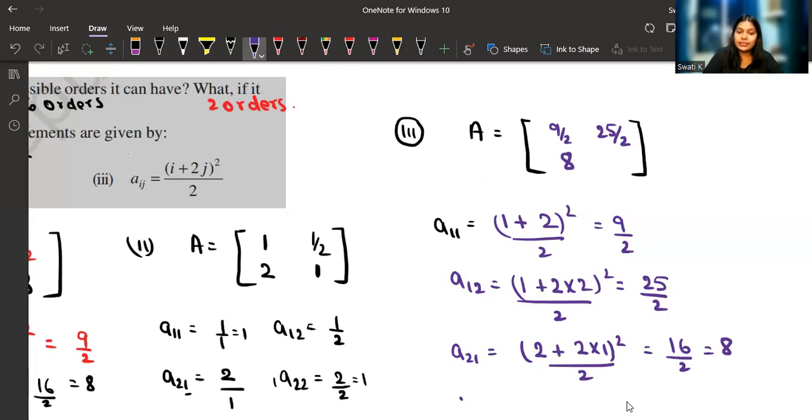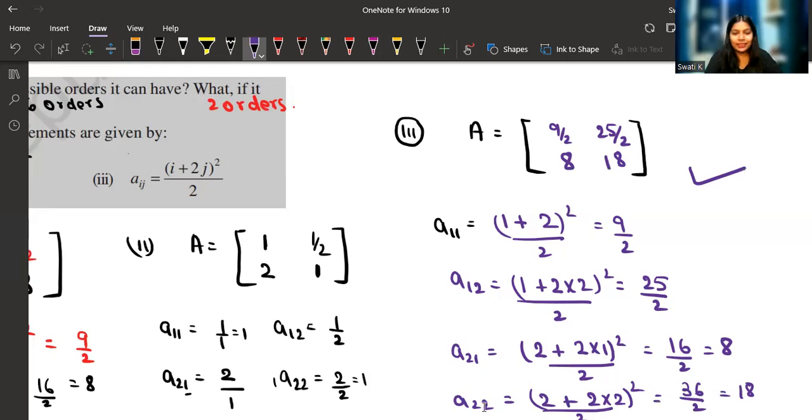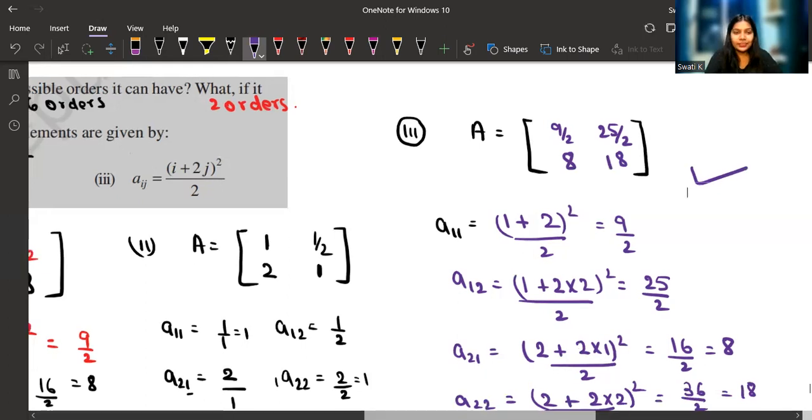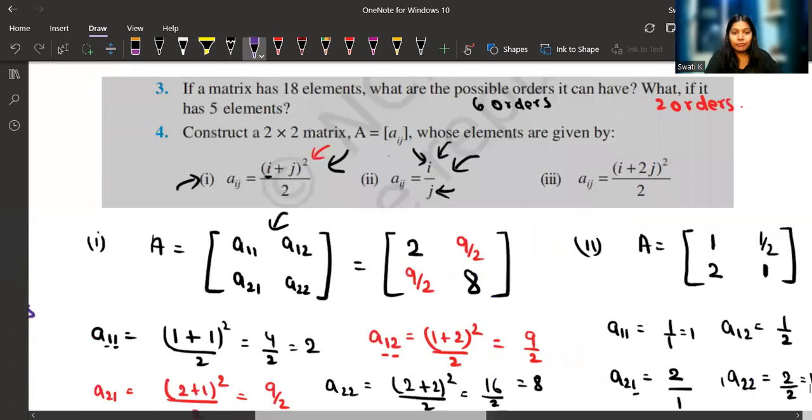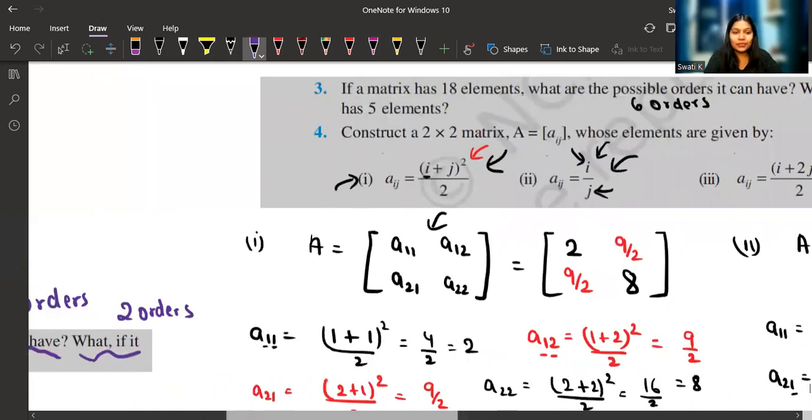Next is the last one, A22. That means i is 2 and j is also 2. So 2 into 2 and then upon 2, and this has a square. So 2 times 2 is 4. 4 plus 2 is 6. 6 square is 36. 36 divided by 2 is nothing but 18. So we got our third matrix as well, and we are done with our fourth question as well. Now we will go to the fifth question.